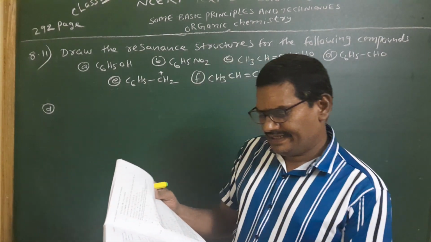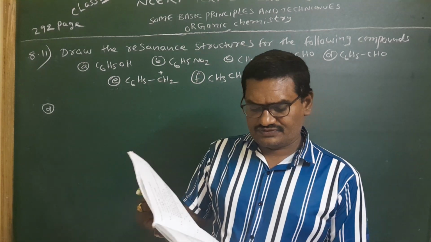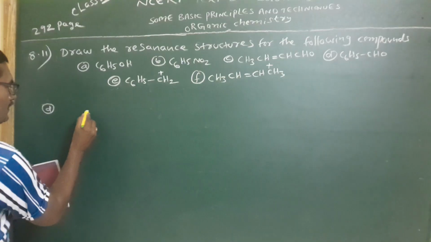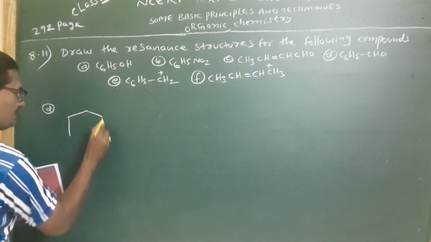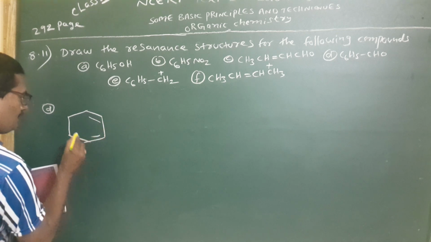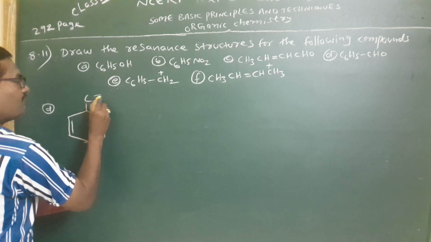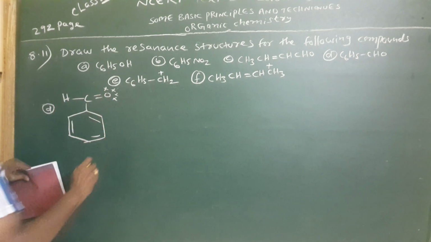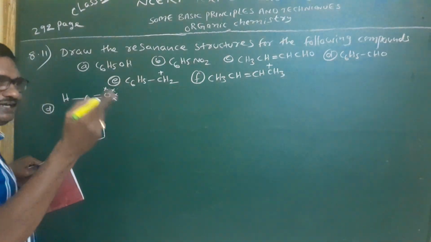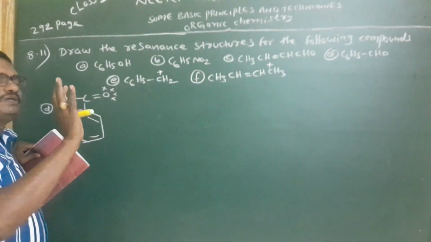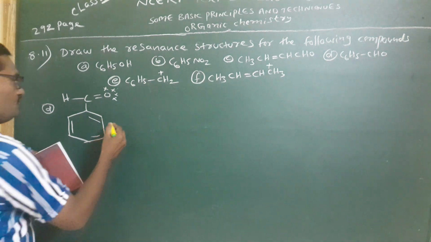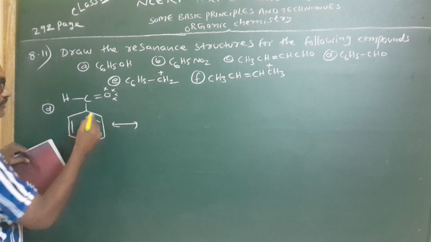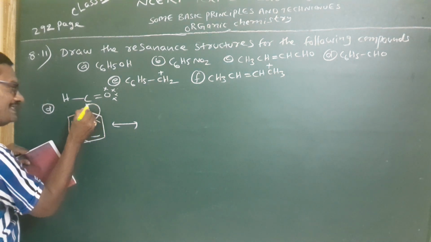Next, D is C6H5CHO, that means benzaldehyde. So benzaldehyde, first structure: C double bond OH. So oxygen contains 4 electrons. Why? It is a 6th group element. It gives 2 electrons to the double bond, so the remaining 4 electrons oxygen contains. So then the first structure, it is also an electron withdrawing group. So then this pi bond converts into this place.